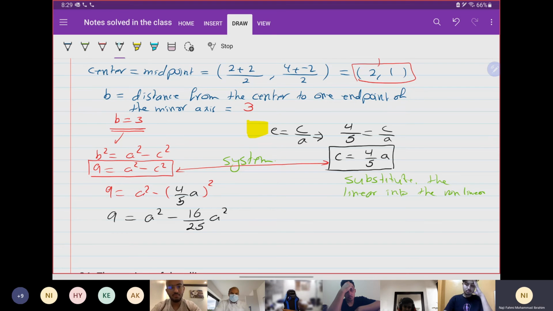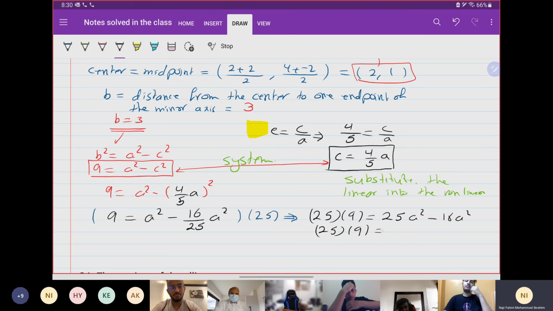Can I multiply here by the LCD? Multiply everything by 25. What will I get if I do that? 25 times 9 is equal to 25A squared minus 16A squared. Can I say that 25 times 9, leave it as it is, don't multiply, is equal to 9A squared? Divide by 9 now. Can we say that 25 is A squared?